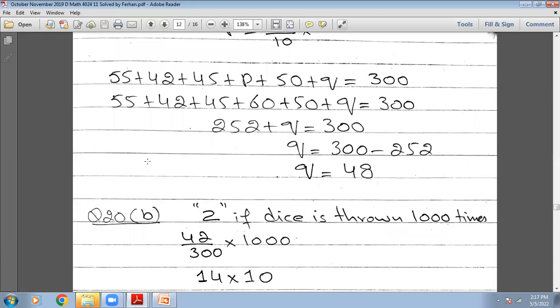Okay, the next strategy, how to find the value of Q. The sum of all the frequencies will be 300. So 55 plus 42 plus 45 plus P plus 50 plus Q equals 300.